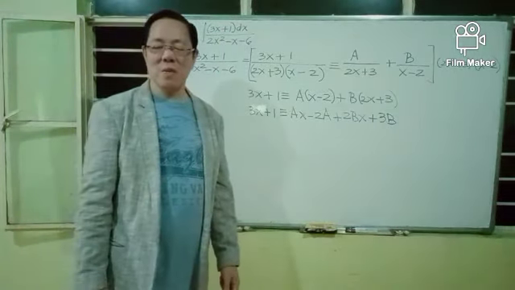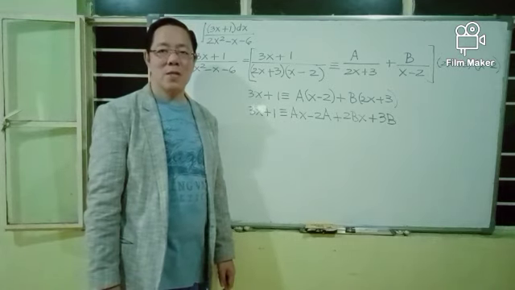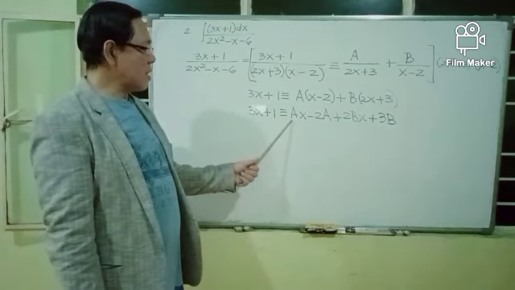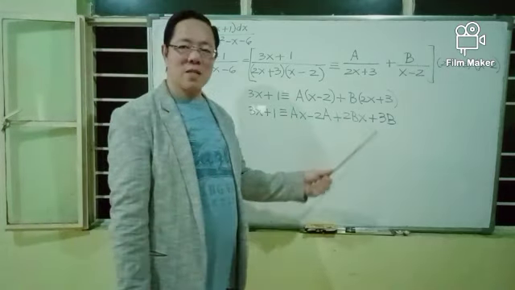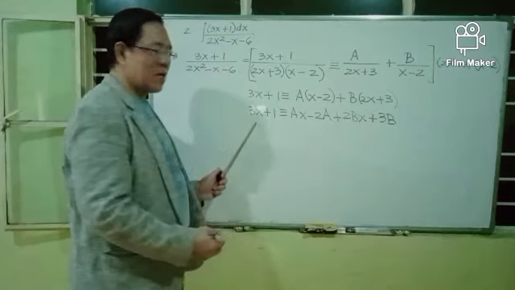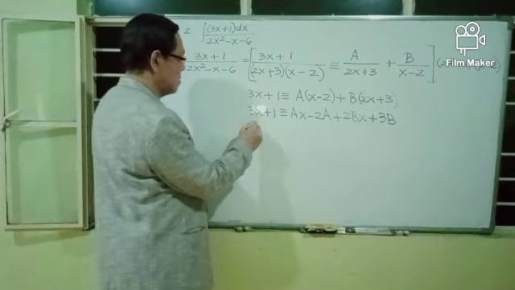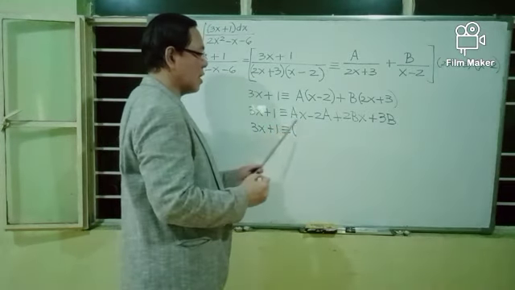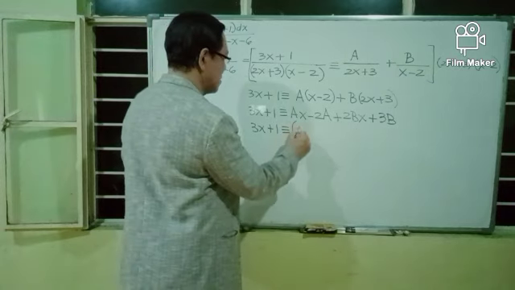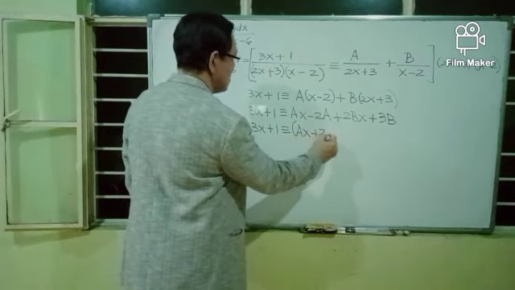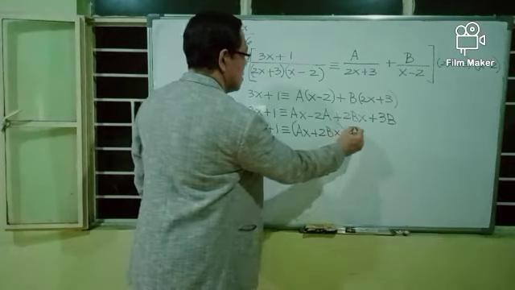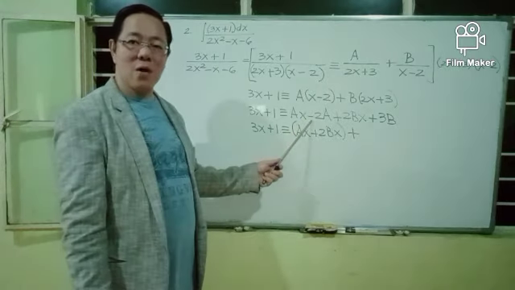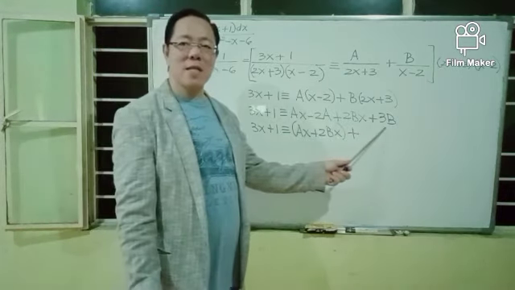After removing the grouping symbols, we collect like terms into one group. We start with the terms containing x. We have ax and 2bx. We collect them into one group. The left-hand side is the same, 3x plus 1. We collect ax plus 2bx. And we collect all the constant terms into one group, the terms without x. We have minus 2a plus 3b.